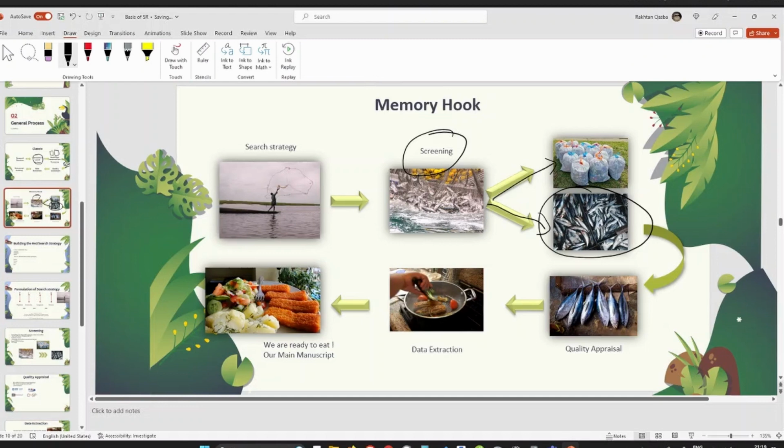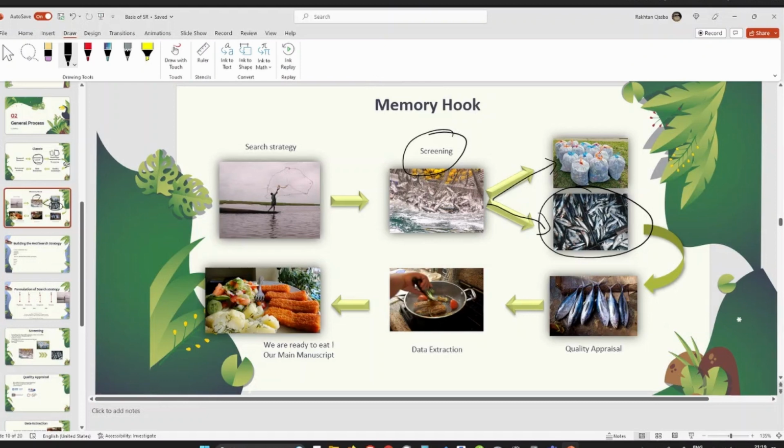After that, we'll check whatever fishes we have. For example, we have different kinds of fish, like tuna and carp. We qualitatively appraise them. We'll say this is a high quality fish, and we can make a particular dish from this fish. We will divide the fishes on the basis of the quality they have. That is where the quality appraisal part comes in.